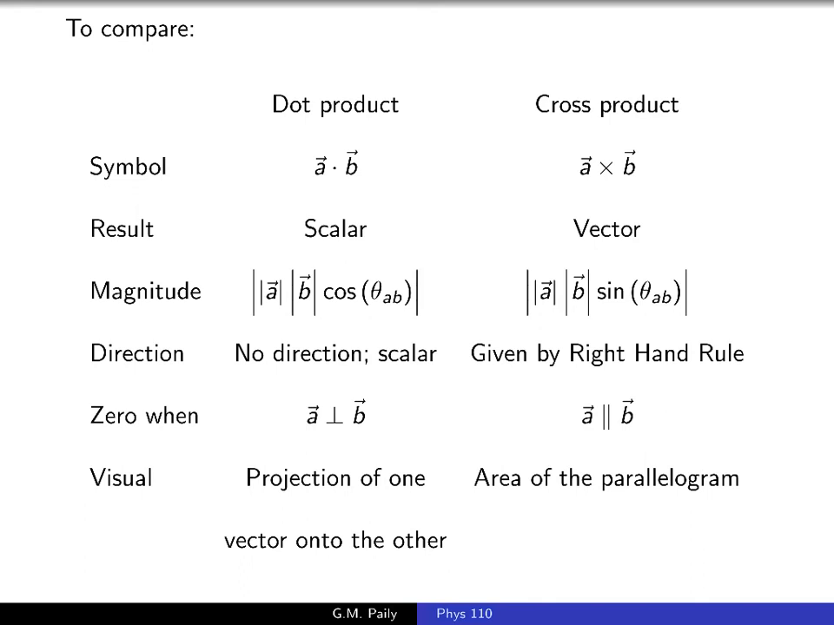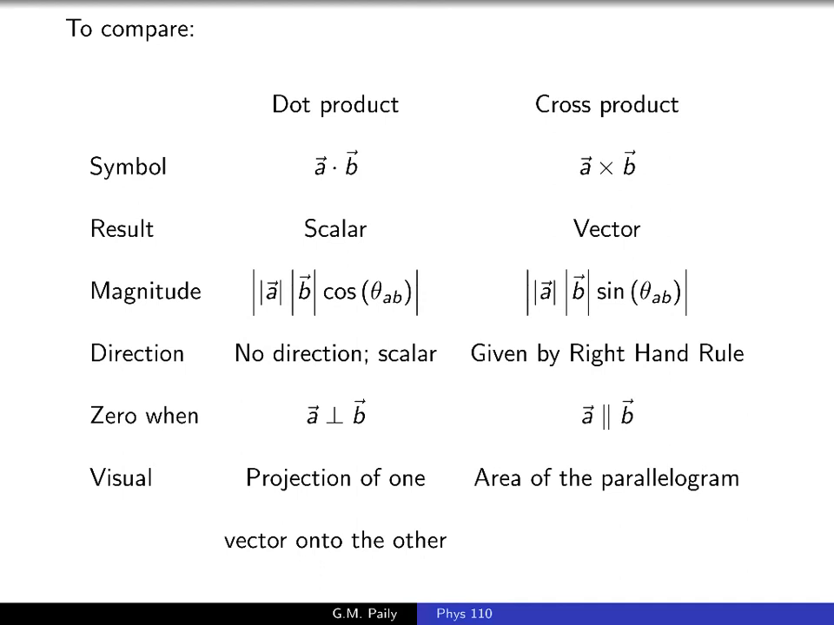The magnitude of the dot product is given by magnitude of A times magnitude of B times cosine of the angle between them. The magnitude of the cross product is given by magnitude of A times magnitude of B times sine of the angle between them. The result of the dot product is a scalar and thus has no direction. It is only positive, negative, or 0. The result of the cross product does have a direction, and that direction is given by the right-hand rule.